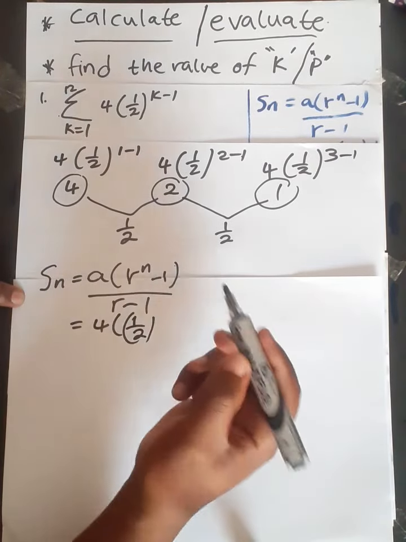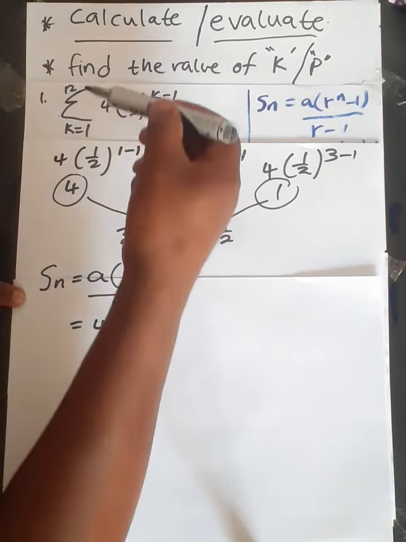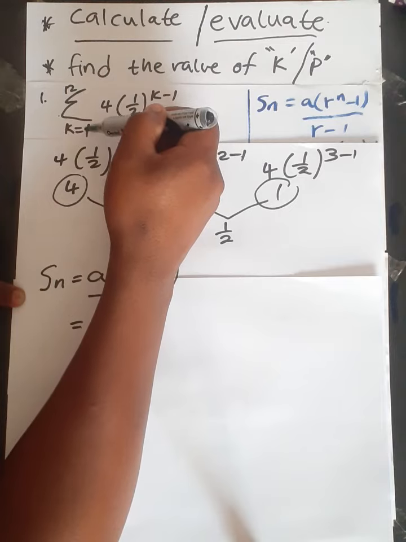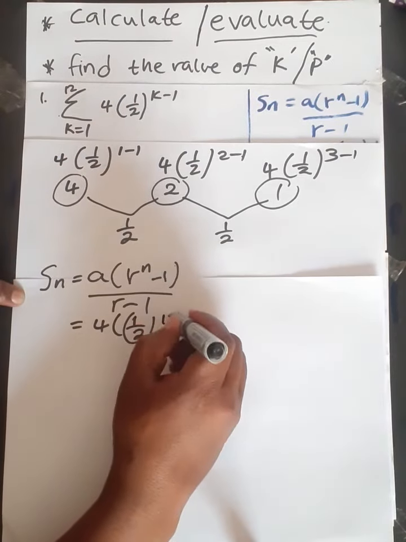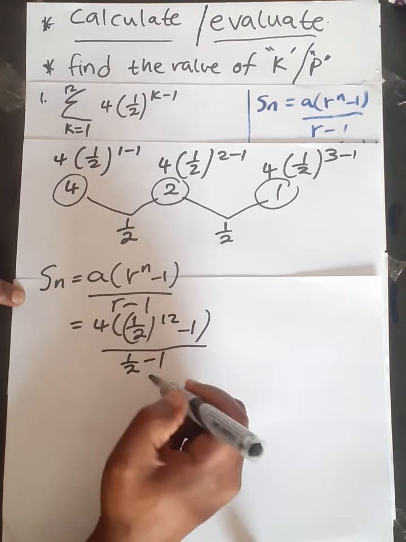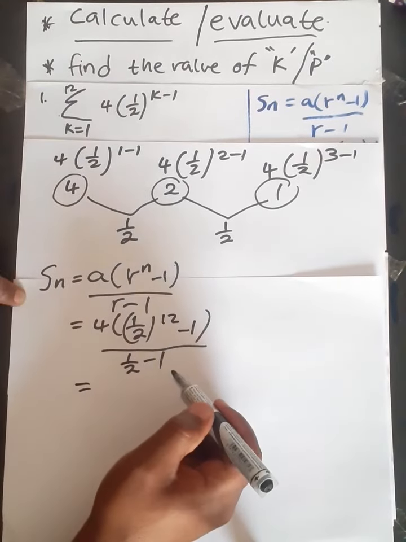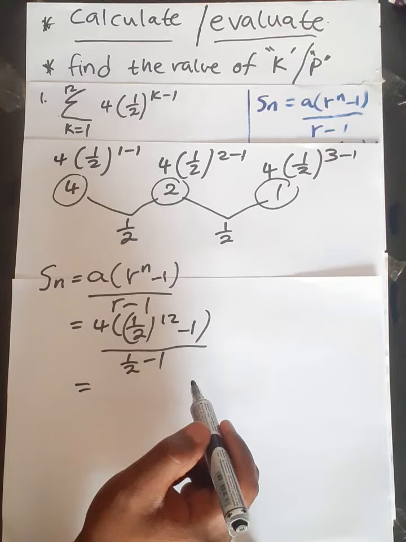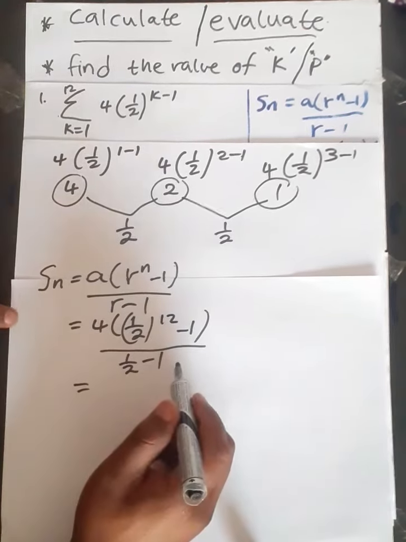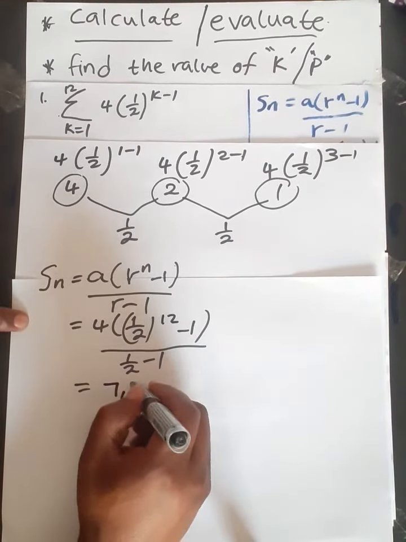And our n, how do we find it? n is top minus bottom plus 1. So 12 minus 1 is 11, plus 1 gives 12. So our n will be 12 here, divided by 1 over 2 minus 1. When you pause and calculate, you will get the answer which is 7.99. Okay, so this is our number 1.